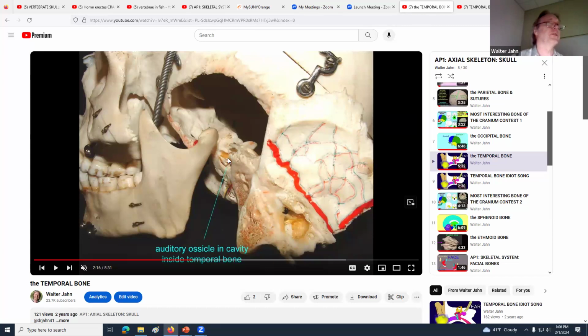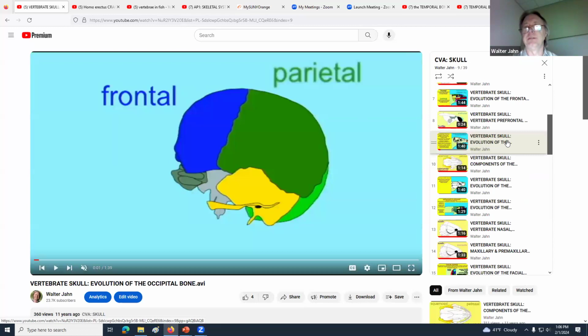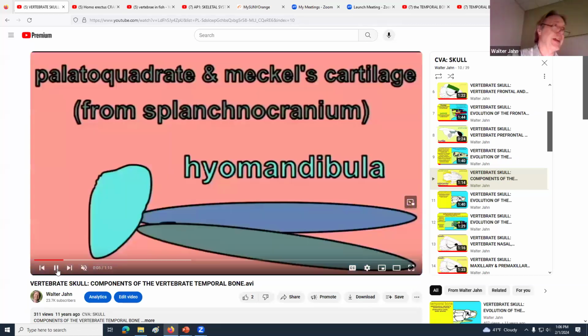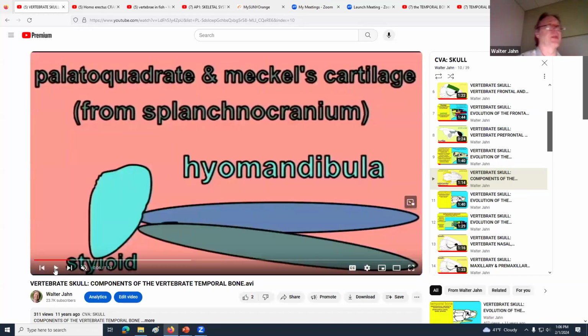Why? Because that's where your ear is. You have a middle and inner ear. Your middle and inner ears are actually inside the temporal bone. How on earth could that happen? Well, here's the occipital. What you're going to see here is that yellow temporal bone. It's complicated, but that's nothing compared to what it once was.